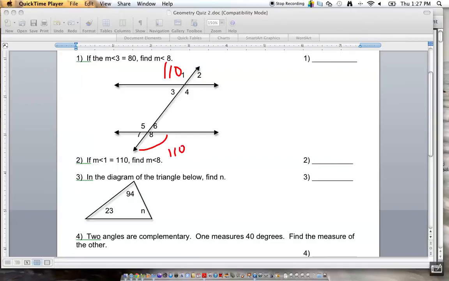The other way, let's do drag and drop. Ready? I drag angle 1, and it's going to land right on top of angle 5. What kind of angles are these two here? They are congruent. What's the word for it? Starts with a V? Vertical. Very good. So therefore, they have to each be 110.